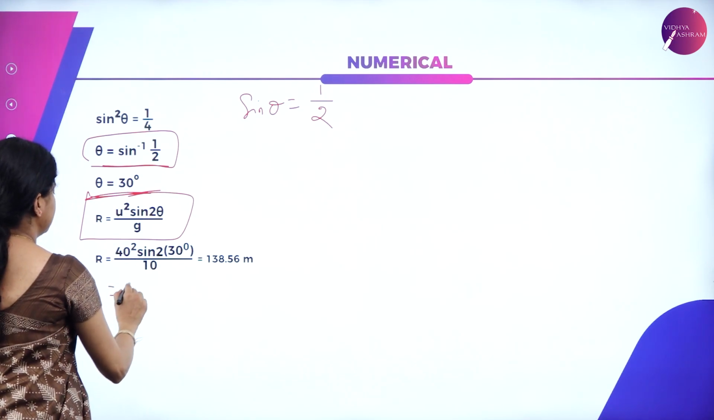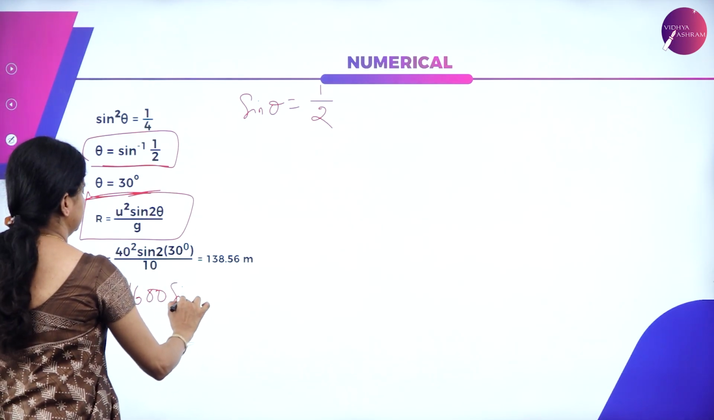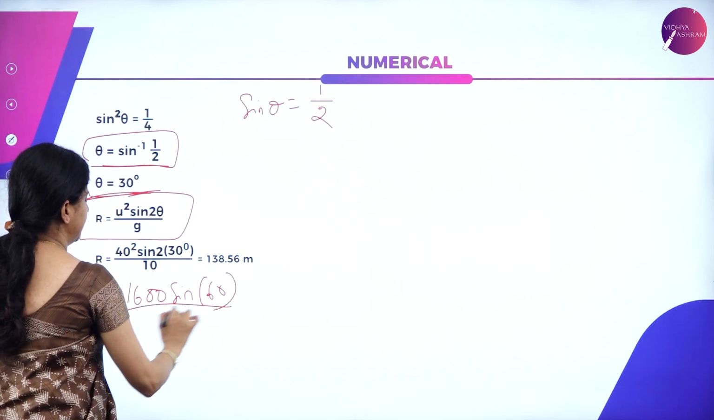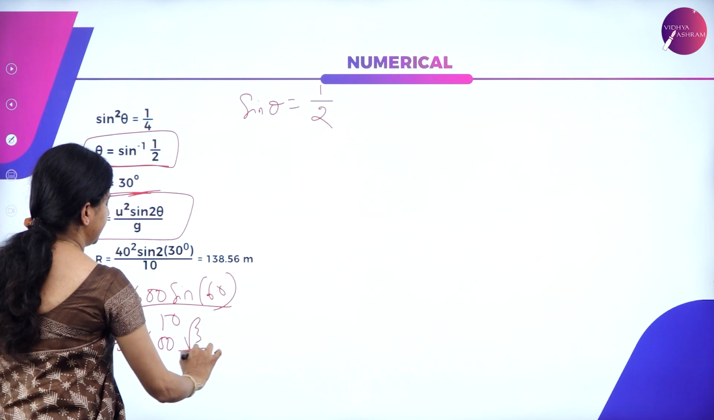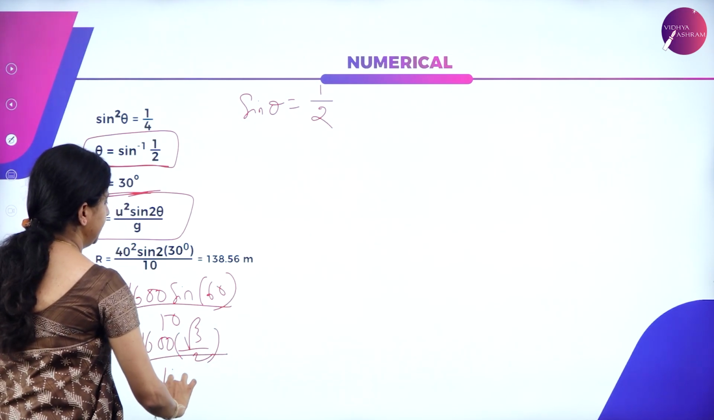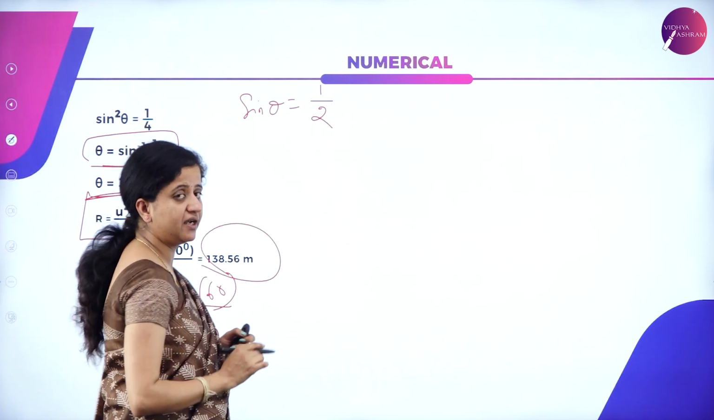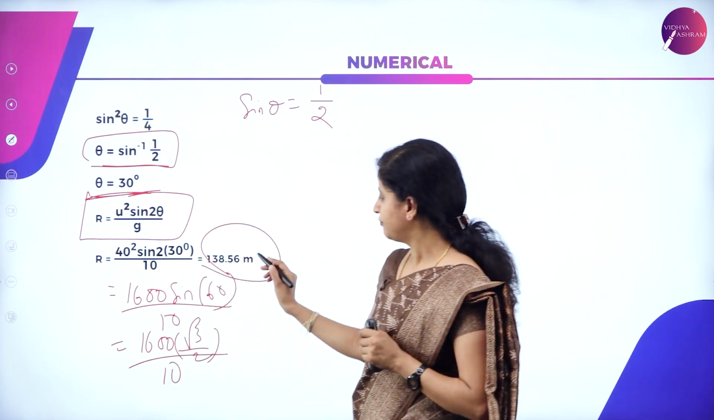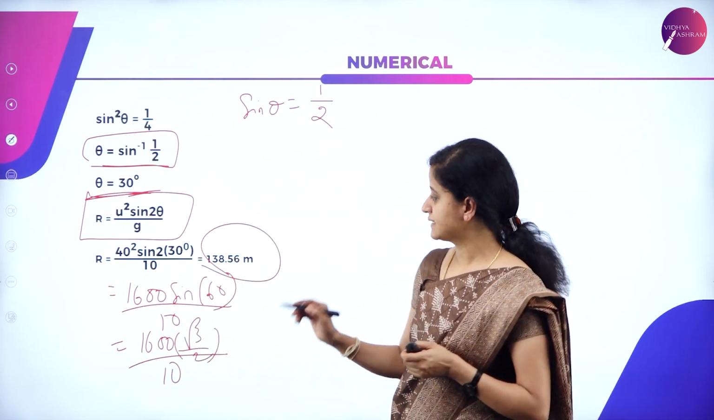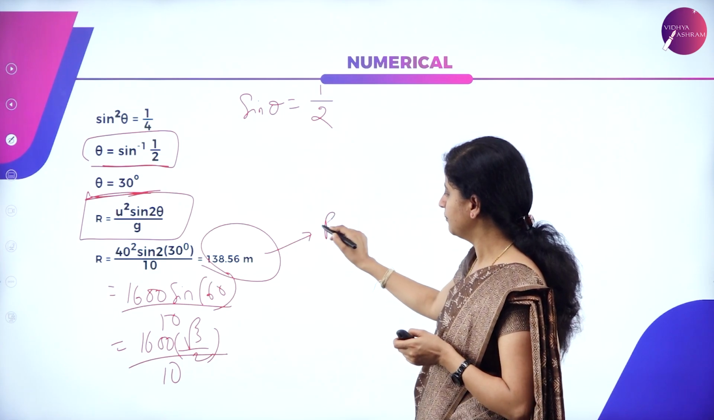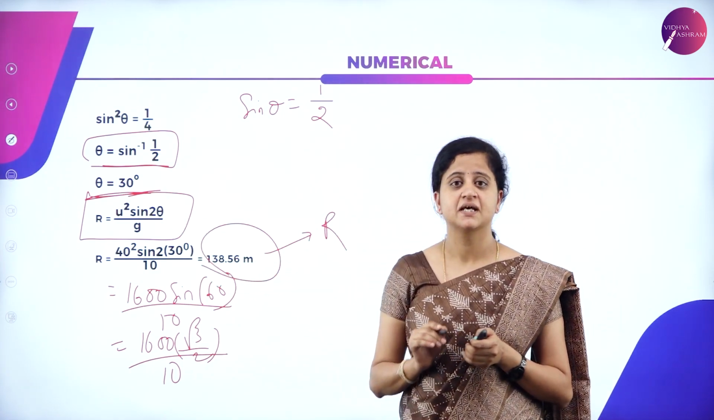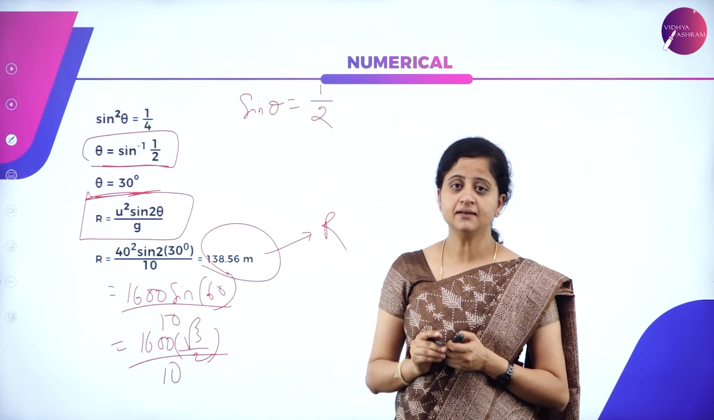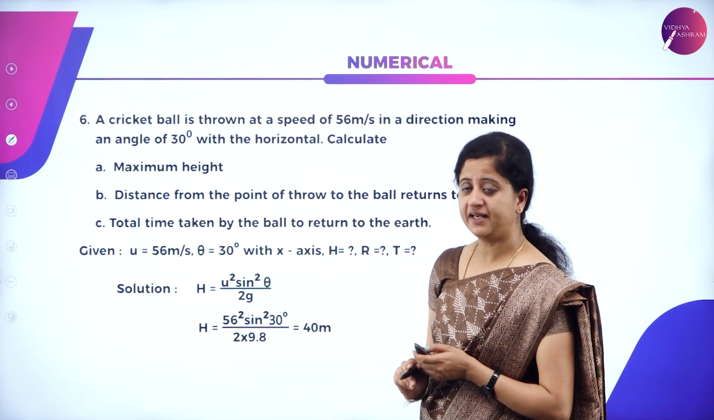Sine 60 is nothing but root 3 divided by 2 and divided by 10. So simplifying this, we will get 138.56 meter. It is nothing but the range of the ball, which means the ball can travel up to 138.56 meter without hitting the ceiling. So let us solve the next problem now.